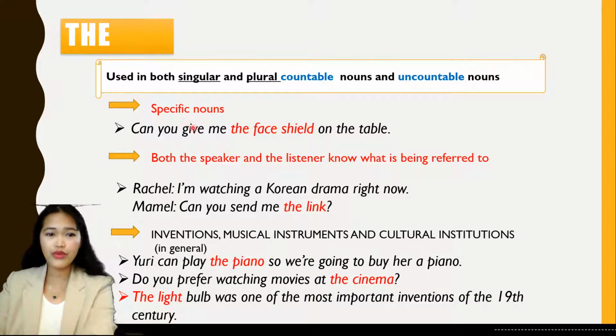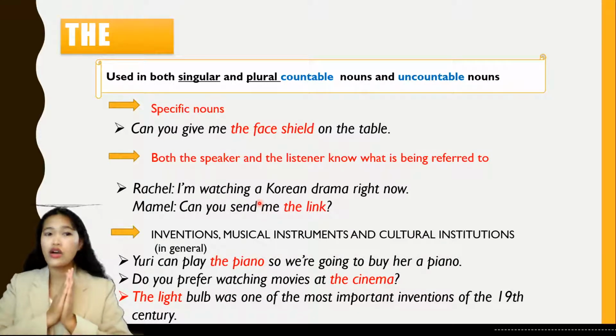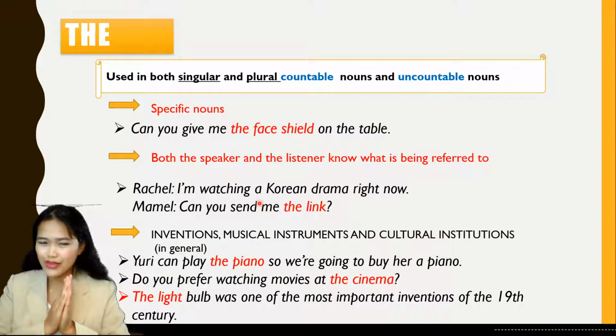How about if they're particular? I'm watching a Korean drama right now. It's the first time that Rachel talked about the Korean drama that she's watching. The first one, in particular, we're not sure what drama she's watching. I don't know what Rachel is watching right now.